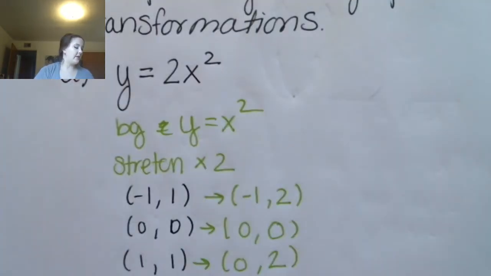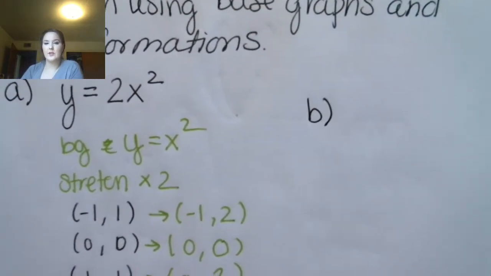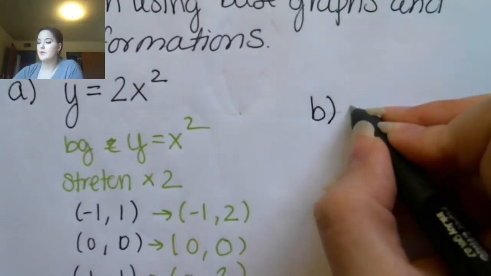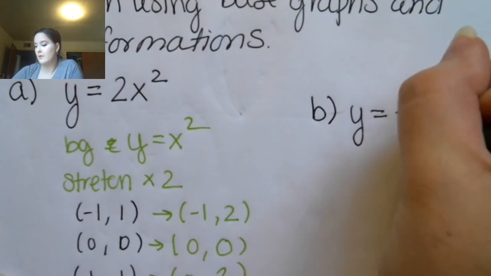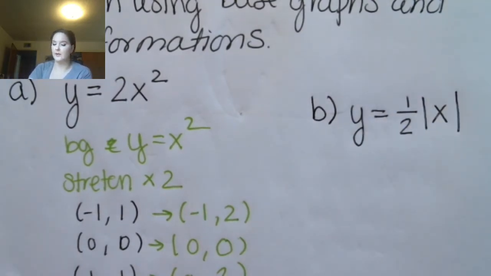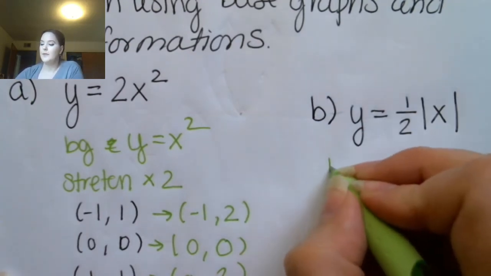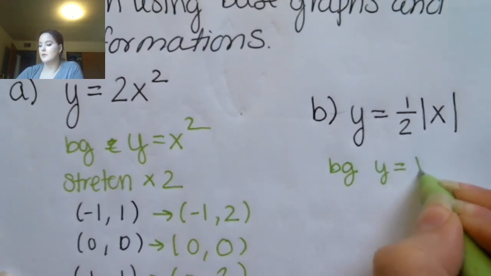Let's look at a couple more for this one. Again, I think this is the transformation that causes the most trouble, so we're going to do some extra examples. Let's look at something like 1/2 times absolute value x. Now my base graph, I see absolute value x, so my base graph is going to be y equals absolute value x.